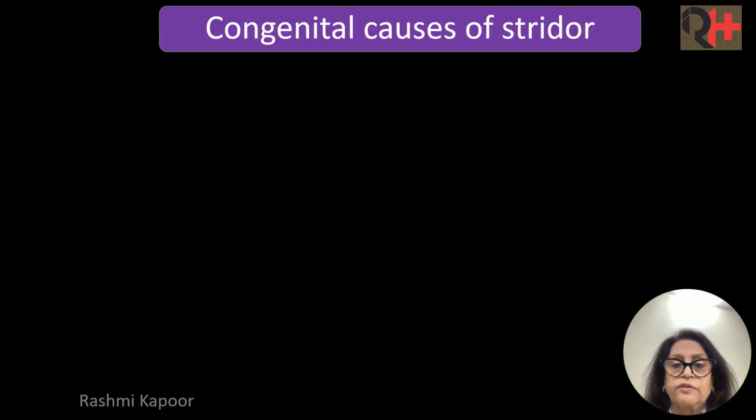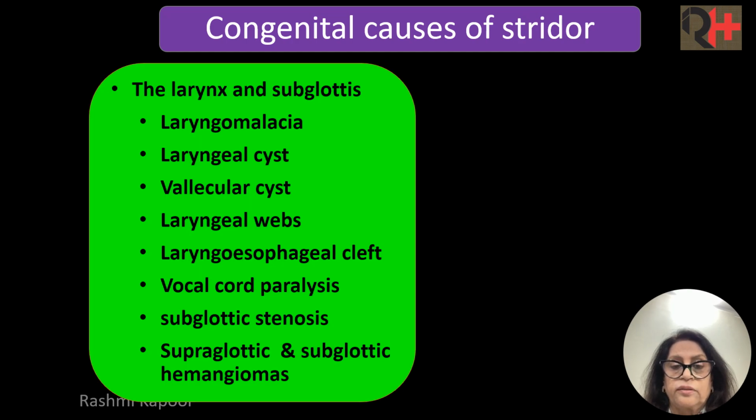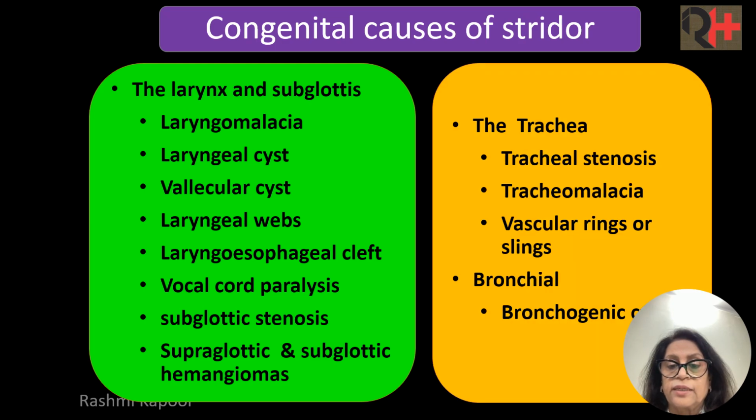The other way to classify the causes for stridor is congenital and non-congenital. The congenital causes of stridor are the lesions at the larynx and subglottis: laryngomalacia, laryngeal cyst, vallecular cyst, laryngeal webs, laryngoesophageal cleft, vocal cord paralysis, subglottic stenosis, supraglottic stenosis, and subglottic hemangiomas. The lesions at the trachea are tracheal stenosis, tracheomalacia, and vascular rings or slings, and the bronchial lesions are bronchogenic cysts.